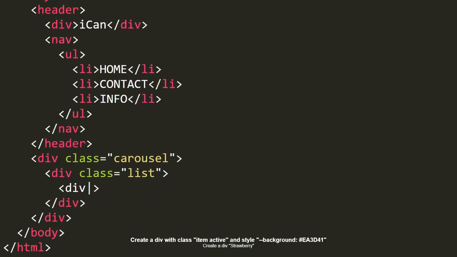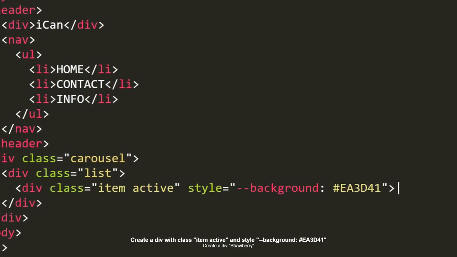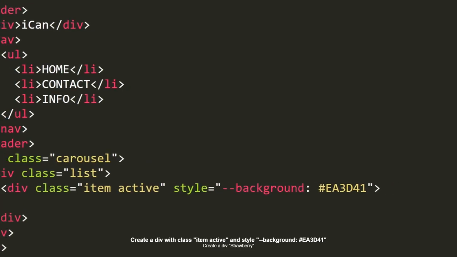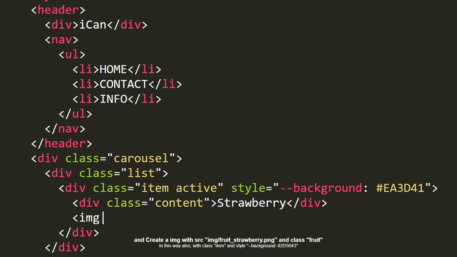Create a div with class item active and style background, hash E341. Create a div strawberry. And create an img with src img/fruit strawberry.png, and class fruit.